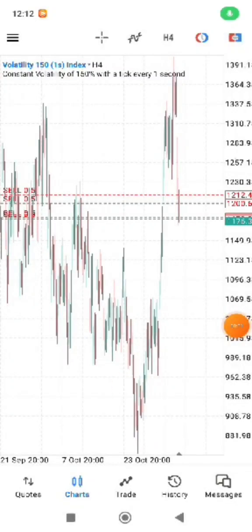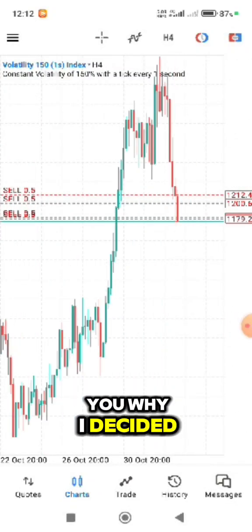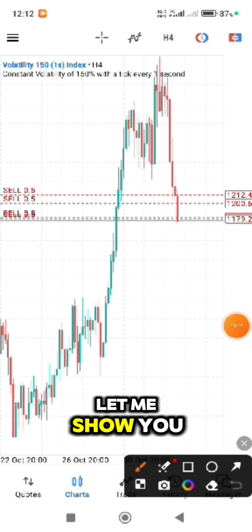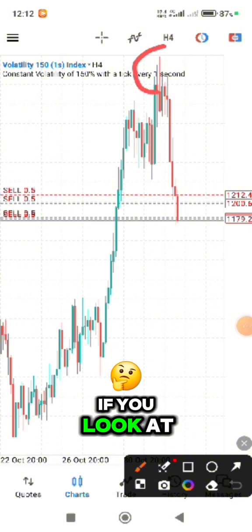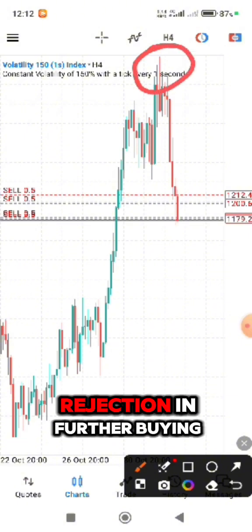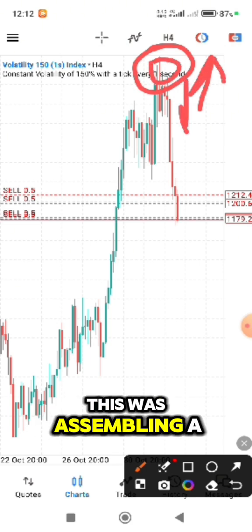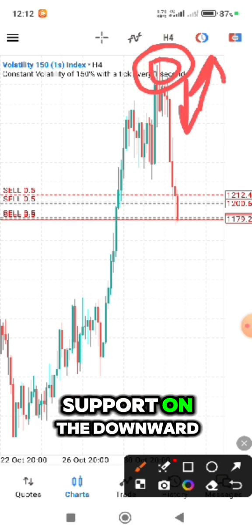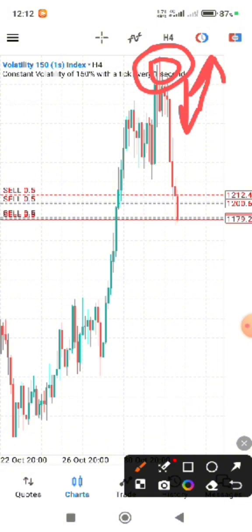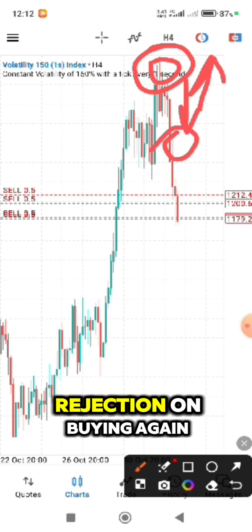Gentlemen, again, I want to show you why I decided to place this trade. Let me show you. If you look at the top, it means there was a rejection in further buying. So this was resembling a support on the downward movement. And then you can see here, there was also a rejection on buying again.